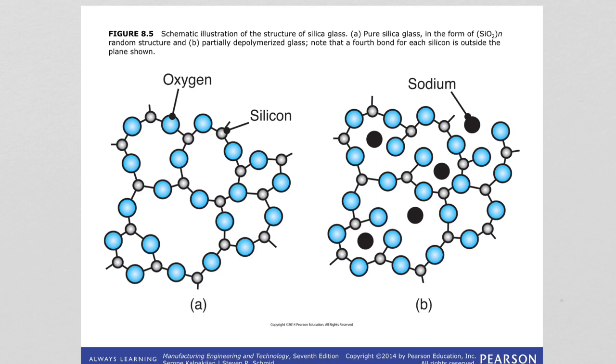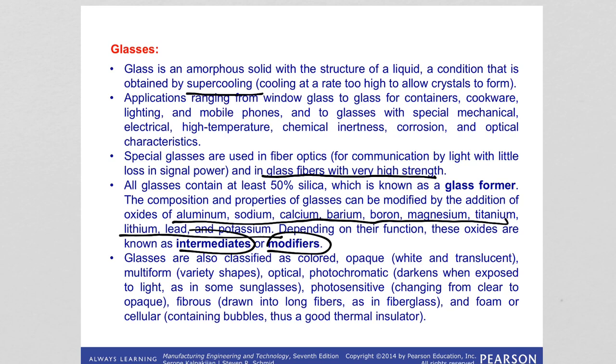So this is how pure silica glass looks like. Random orientation, amorphous structure, with the blue circles representing the oxygen and the gray ones the silicon. This arrangement is actually in silicon tetrahedra. So if we add other oxides, we disrupt the structure, right? As you can see, adding other oxides like this causes a more amorphous arrangement. Therefore, they are called modifiers or intermediates. So this is helping silica to form an amorphous configuration.